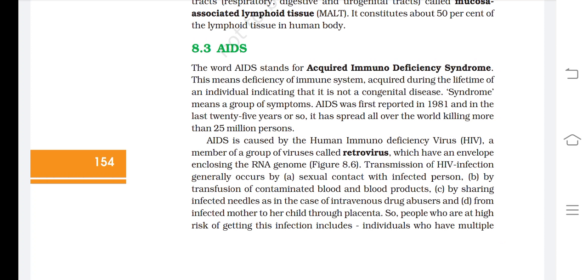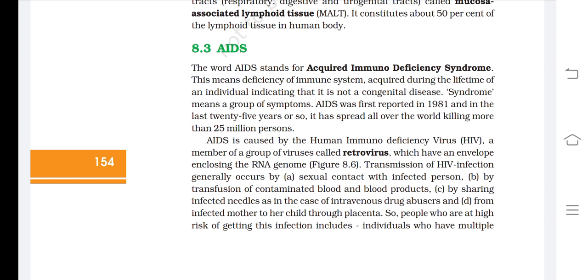AIDS. The word AIDS stands for Acquired Immunodeficiency Syndrome. This means deficiency of the immune system acquired during the lifetime of an individual, indicating that it is not a congenital disease. Syndrome means a group of symptoms. AIDS was first reported in 1981, and in the last 25 years or so, it has spread all over the world, killing more than 25 million persons.